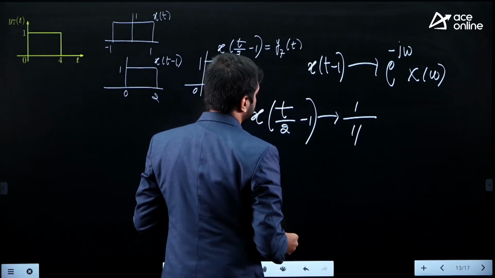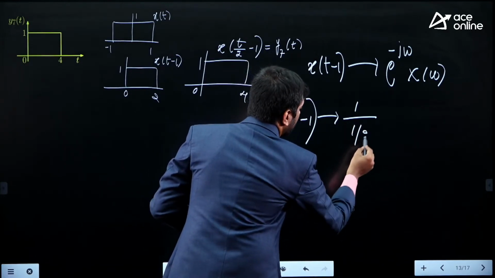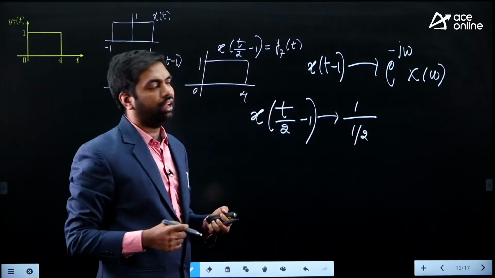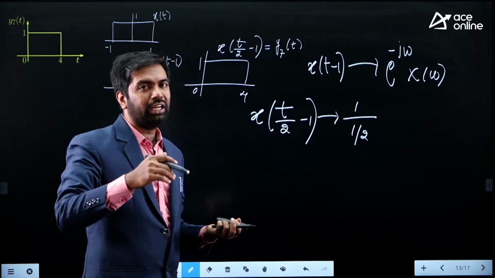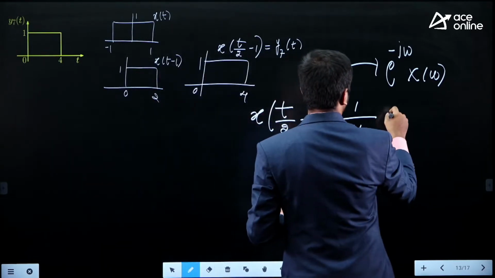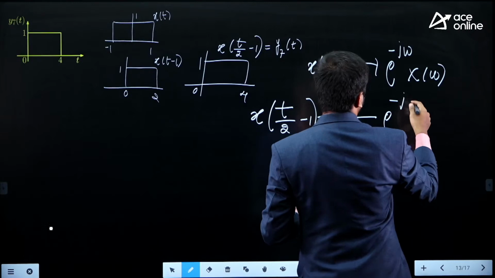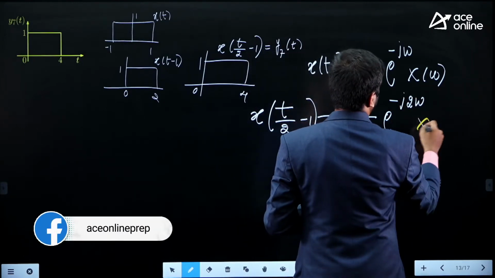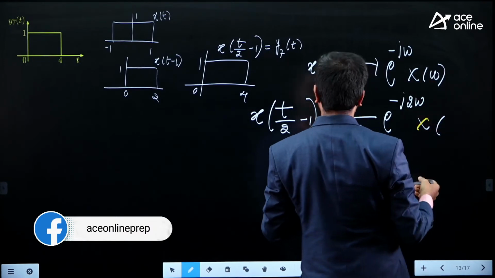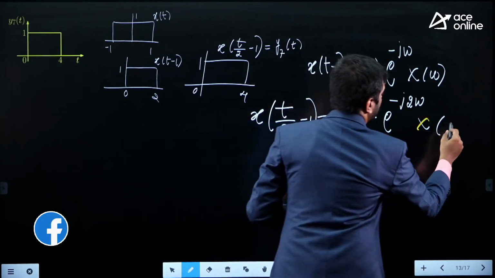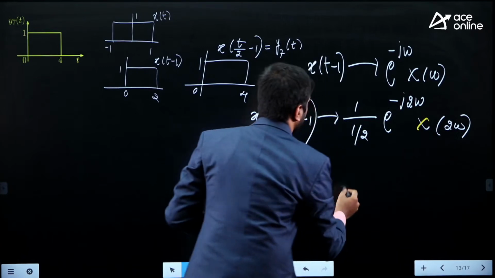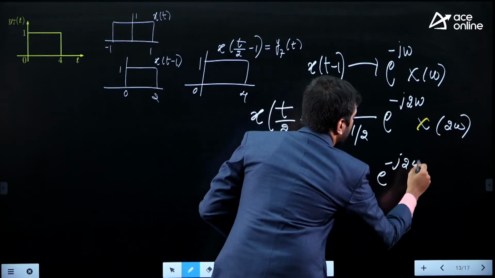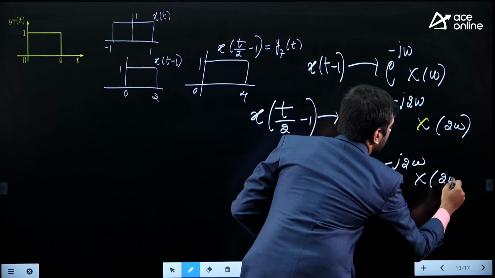So, 1 by 2 X of omega by a. Wherever you have omega, replace it with omega by a. So this is something like e power minus j omega by 1 by 2, which is like 2 omega, X of omega by a. A is, like I said, 1 by 2, so this is 2 omega. So finally what you get is 2 e power minus j 2 omega X of 2 omega.